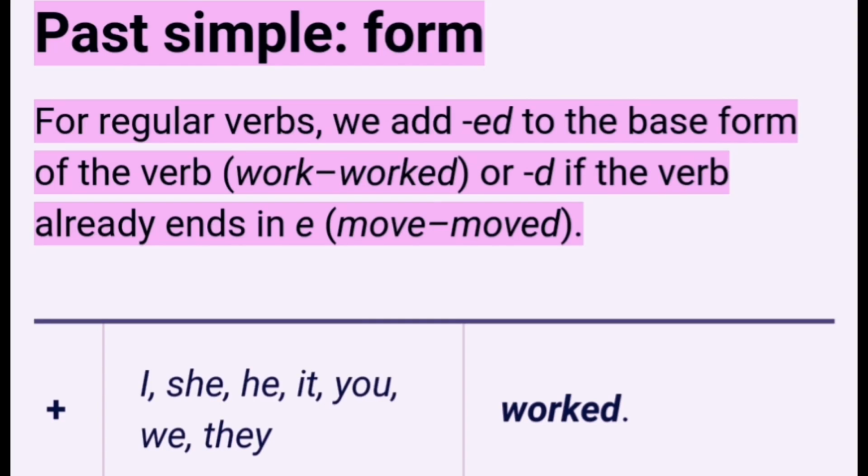So let's see these following examples. For regular verbs, we add ed to the base form of the verb. As for example, work, worked. Or d if the verb already ends in e, like for example move, moved. So we don't have to add another e because we already have e, so moved. So we say I, he, she, it, you, we, they worked.